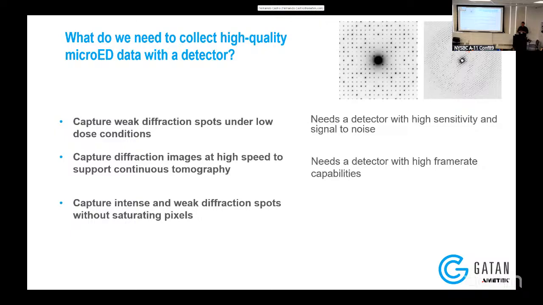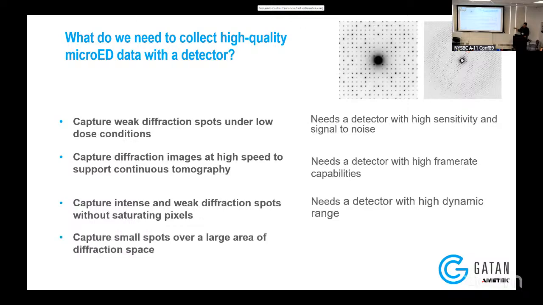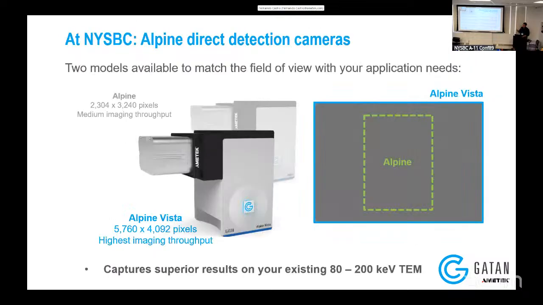You want to be able to capture both intense spots and weak spots at the same time without saturating any of the spots, so you have the relative or absolute intensities. So you need a detector with high dynamic range. And then you also need to capture, in some cases, very small spots or very small features in an image over a very large area of diffraction space. That determines how wide the field of view of your detector needs to be and how many pixels you need in order to resolve all those features well.